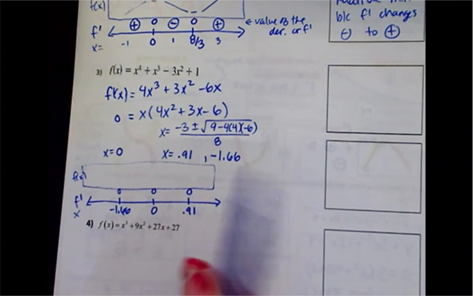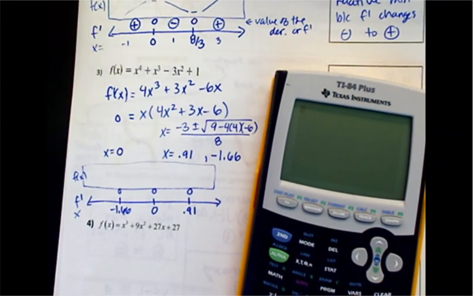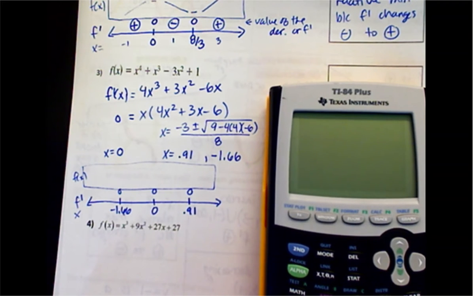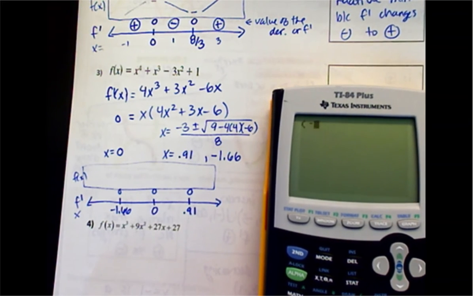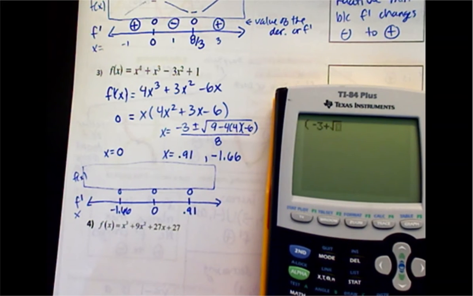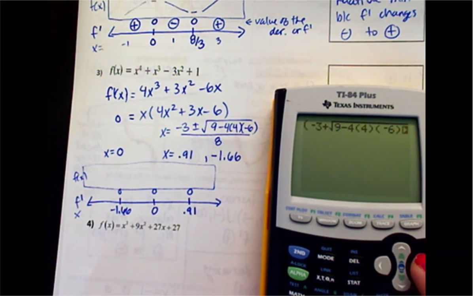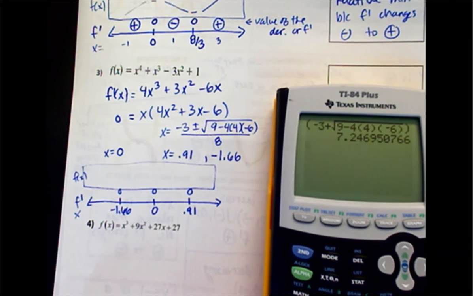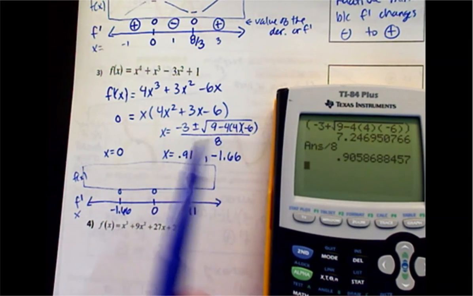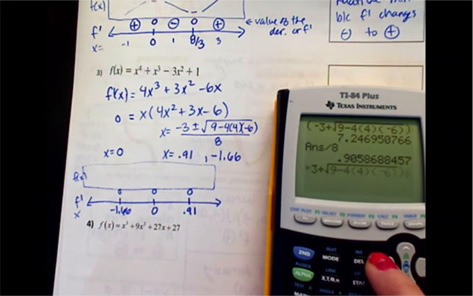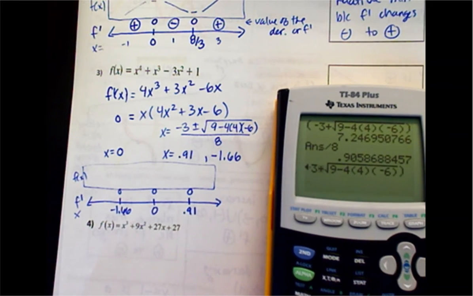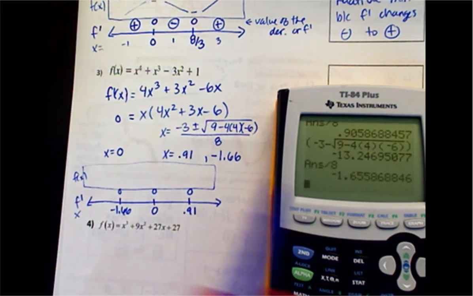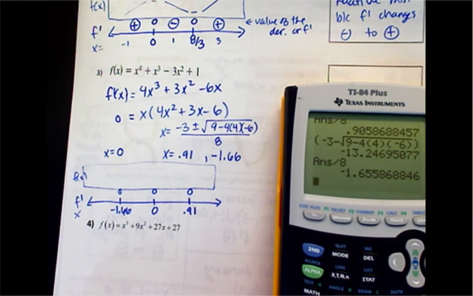Okay, so now that we have our x-coordinates, when you're typing in your quadratic formula, I would suggest trying to type it in all at once. So negative 3 plus the square root of b squared minus 4ac. It's very often you lose negatives. Then divide by 8. Okay, there it is. And then I'm just going to go back up and copy. Change that to a minus. Divide by 8. Negative 1.66. Round to whatever seems reasonable.